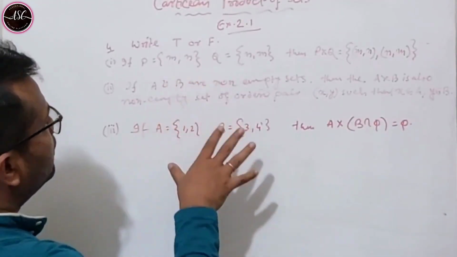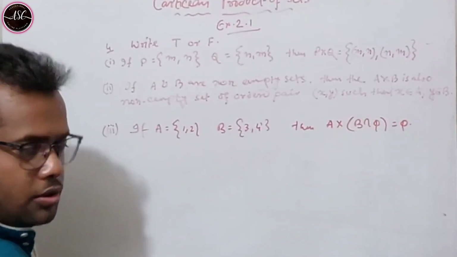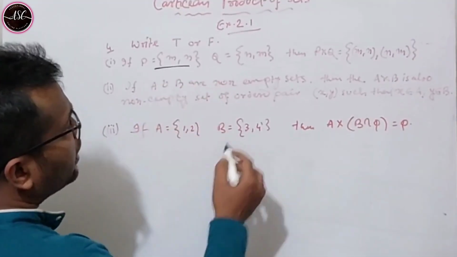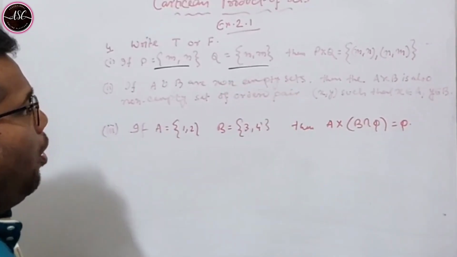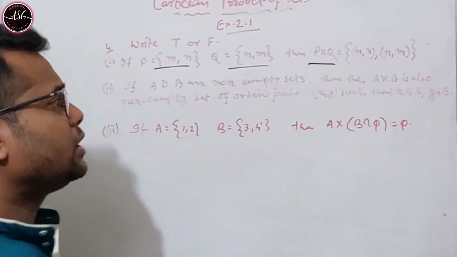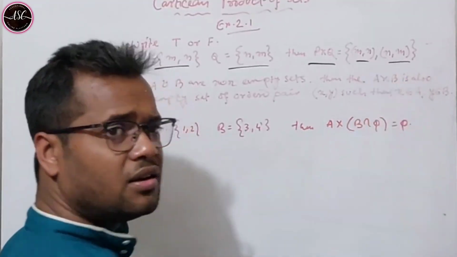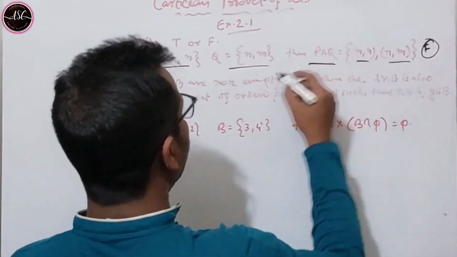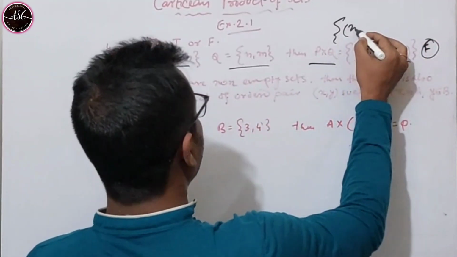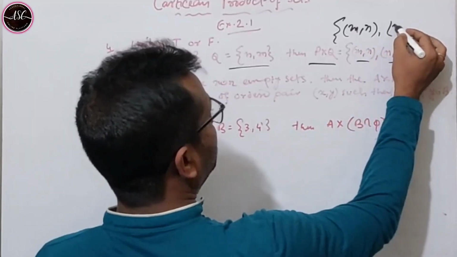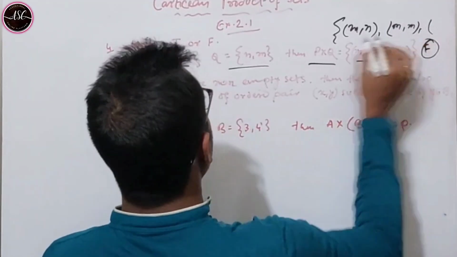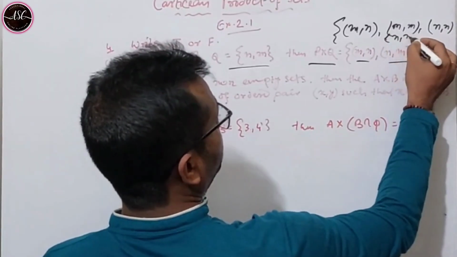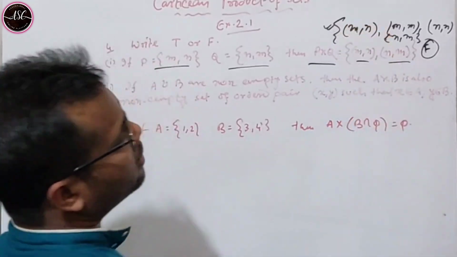Now the question is to write true or false. In the first question, if P equal to {m, n} and Q equal to {n, m}, then the Cartesian product of P and Q is {(m, n), (n, m)}. Is this right? No, this is false. Why? The Cartesian product will be the first element with each element: (m, n), (m, m), then (n, n), (n, m). This is the right Cartesian product.